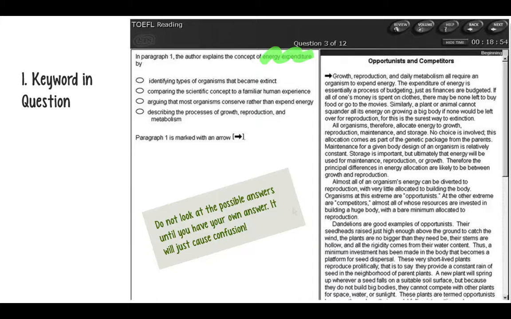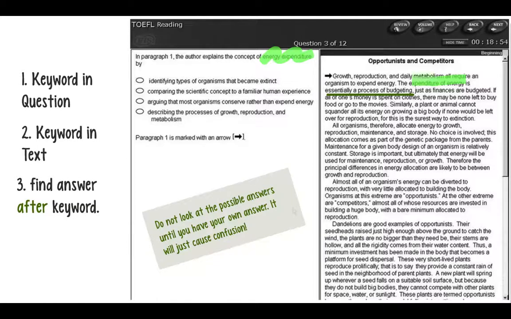And what is this question asking me for? How does the author explain this concept? Okay, so now what I need to do is look for the keyword over in the text. And if you notice at the end of that first sentence, you see expend energy, okay? And then right after that, the expenditure of energy is essentially a process of budgeting. Okay, so now I know that I've found these 2 keywords and I need to pull the answer from the text. I know that the answer almost always, maybe 80% of the time, is immediately after the keywords. So it's going to have something to do with a process of budgeting, whatever that is.